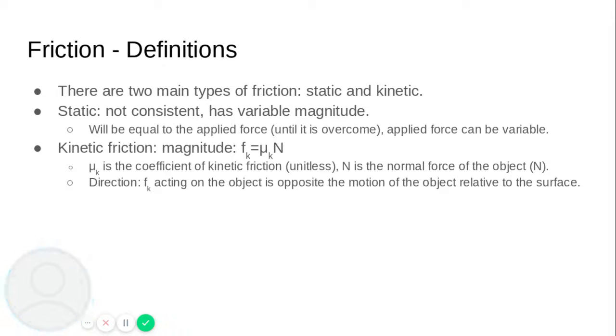So the direction of kinetic friction, the force of kinetic friction, is opposite to the motion of the object relative to the surface. So if you're pulling a book along a table to the right, then the kinetic friction would be towards the left because it is working against you.